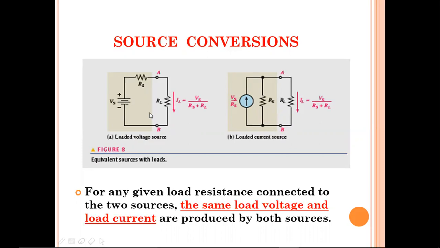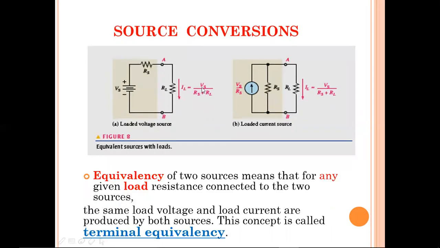Some of the students may get different load currents for the voltage source and, after converting the voltage source to a current source, this IL is going to be affected. If the IL is affected, that is wrong. So IL should not be affected and VL should not be affected, meaning the terminal voltage and the load current should not be affected. That is what I mentioned. So source conversion, the equivalency of two sources, means that for any given load resistance connected to the two sources, the same load voltage and load current are produced by both sources. This is called terminal equivalence.